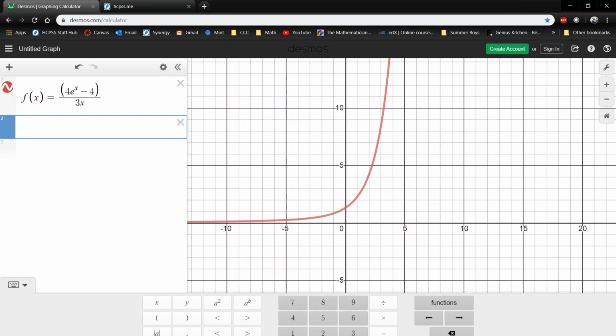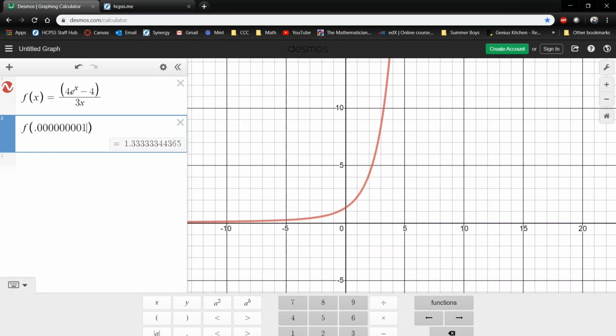If I try f of 0, it's going to tell me undefined because there's no point there. But if I plug in f of 0.1, it's going to tell me 1.4. Now that's kind of close to 0, but you can get closer. If I plug in 0.0001, it's going to tell me 1.333. If I plug in even closer, 0.0000001, 1.3333333.